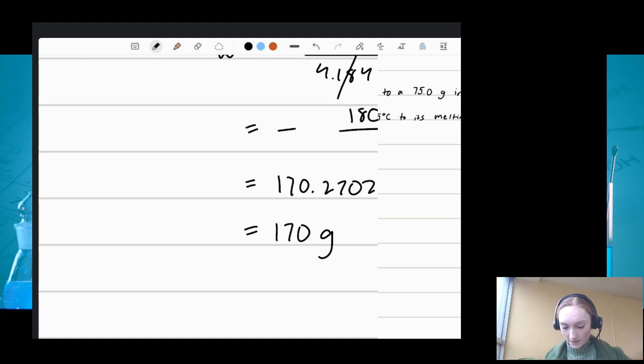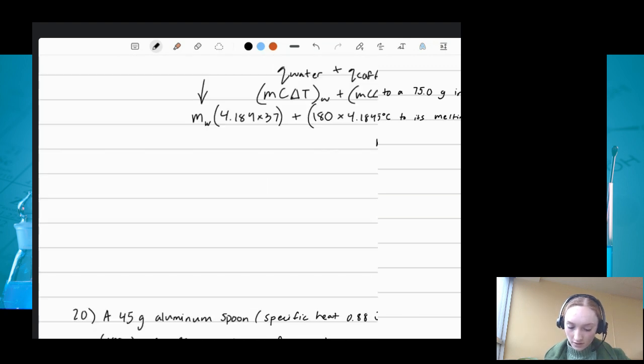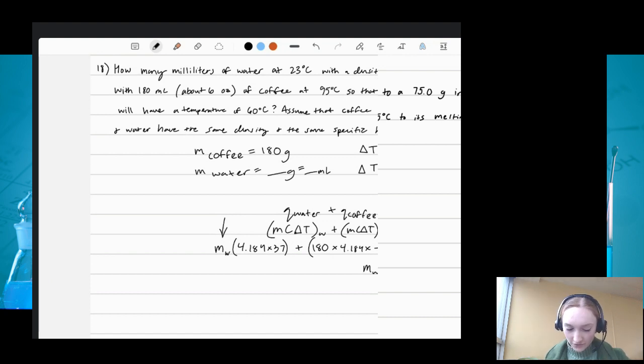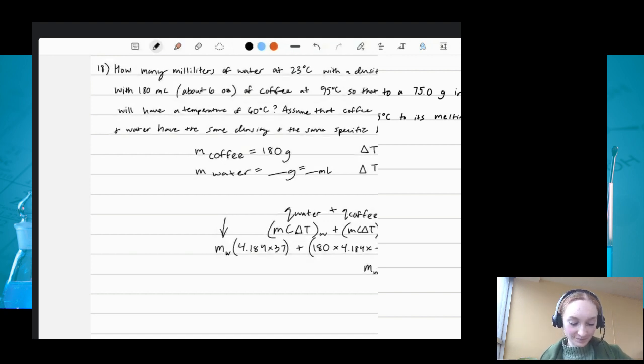It's not going to be, because coffee will make it slightly, a little bit more dense. But we're negating that fact. So 170 grams is also equal to 170 milliliters of water. That is the quantity of water that is needed to have the final temperature be 60 degrees Celsius. So if you ever want to be super accurate with your coffee making, you can use these equations to solve for whatever you're trying to do.